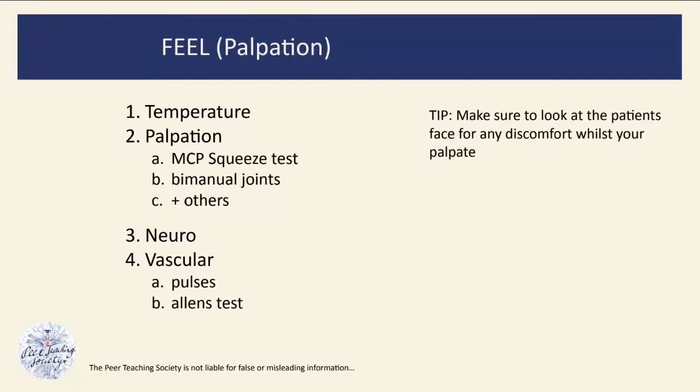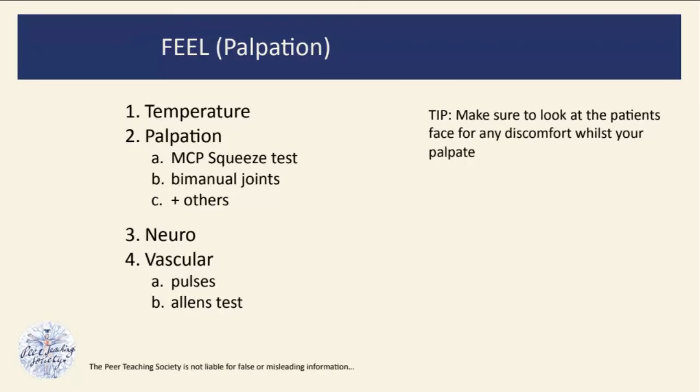For the actual palpation, the main tool will be the MCP squeeze test. These are the MCPs here. Bimanual joint test. So bimanually meaning you're using both of your hands to manually test for the joints. And then there are some others that I'll talk about. Third one, you want to look for any problems with their neurological status in their hands, mainly looking for sensation and motor aspects, and then vascular, your pulses, and then an Allen's test.